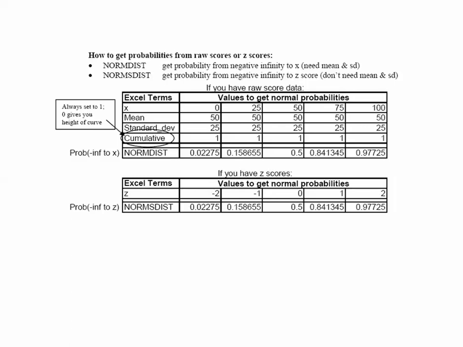So, for example, if Patty's score was 62.5, in Excel we'd use the function norm dist. The first question it asks is, what is Patty's score? What is the mean? What was the standard deviation? And then it would ask us a final question.